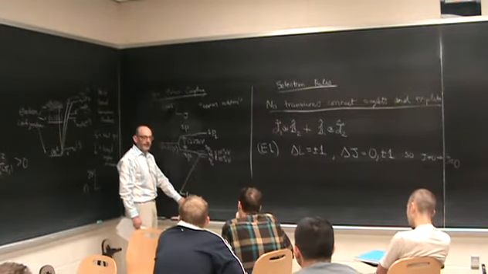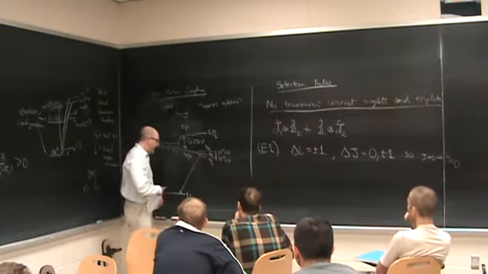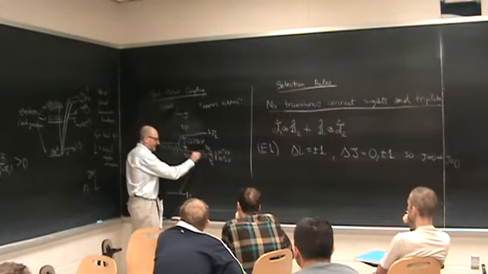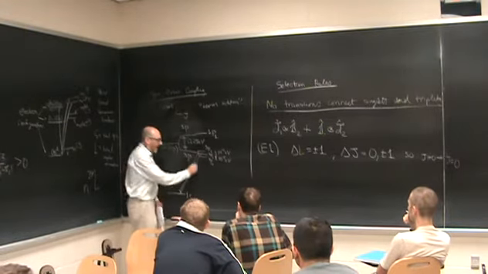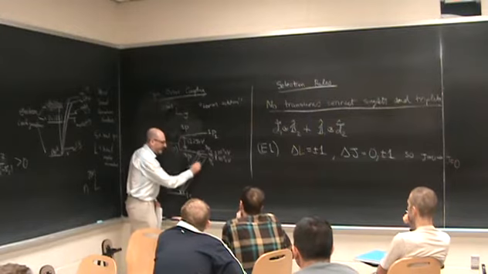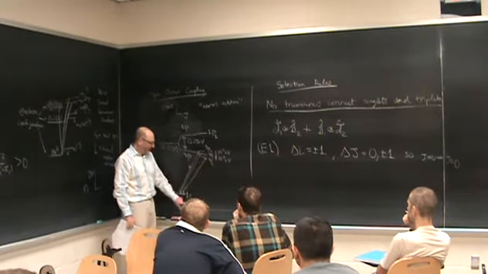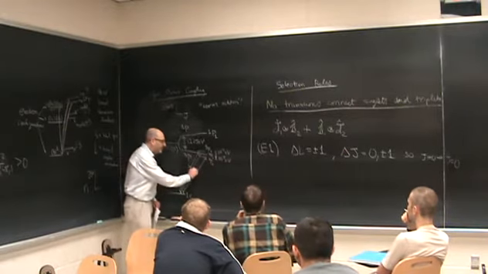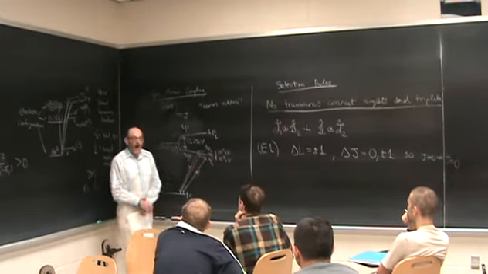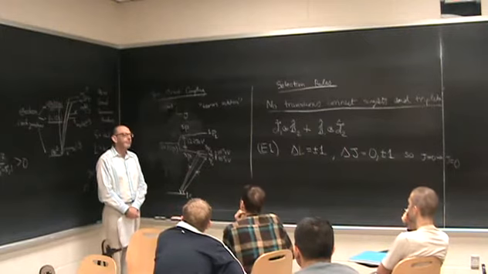J changes by 1, that's okay. But I can't do this, and I certainly can't do this. This has total angular momentum 0, goes to total angular momentum 0. That is verboten no matter what, okay?